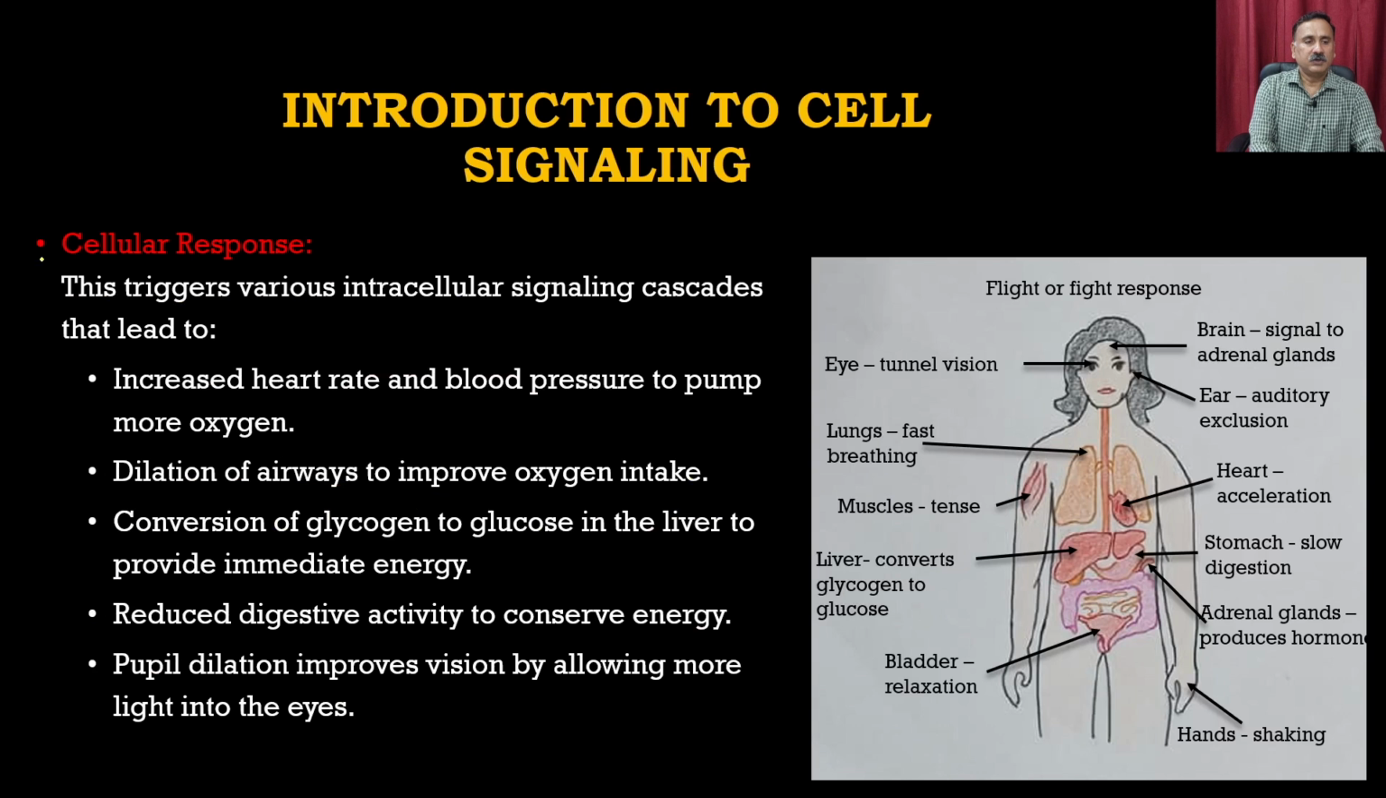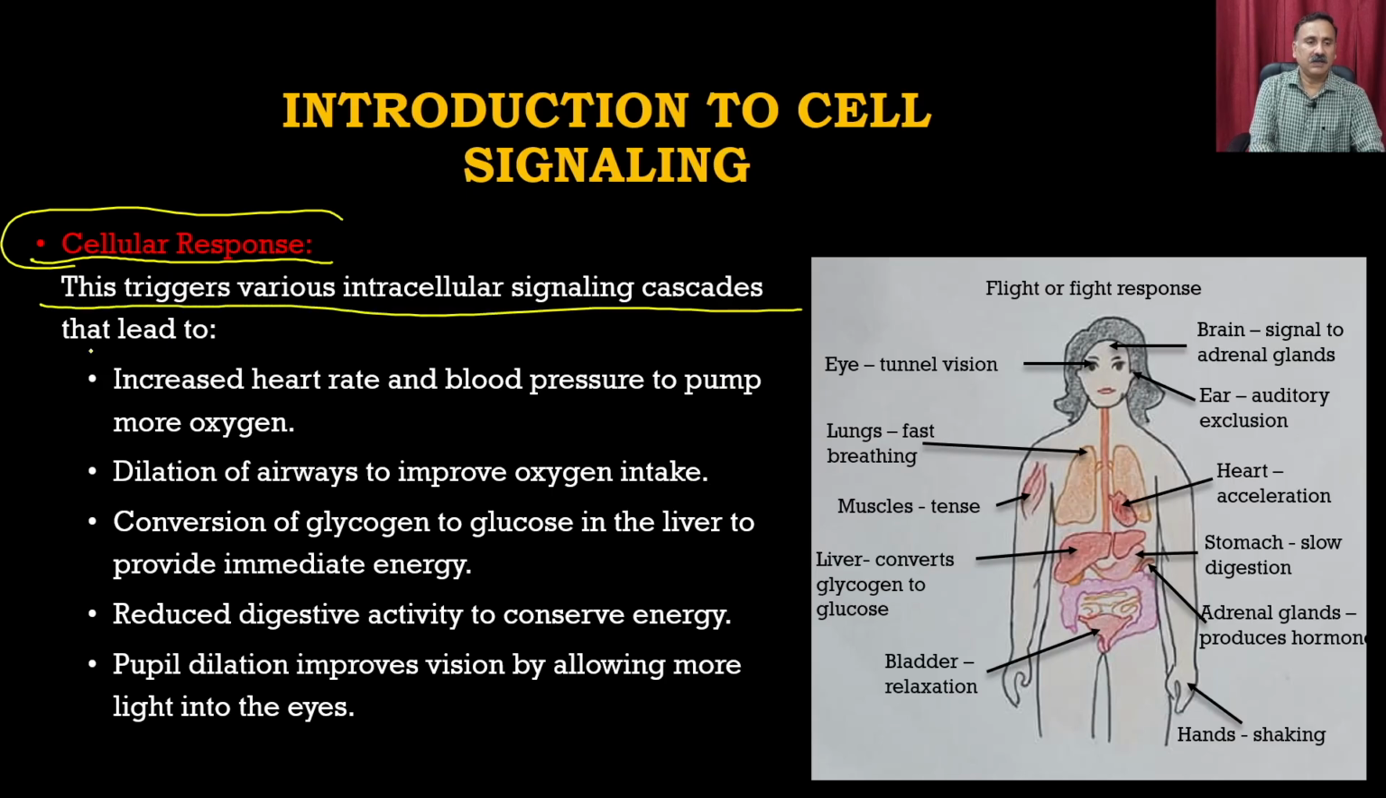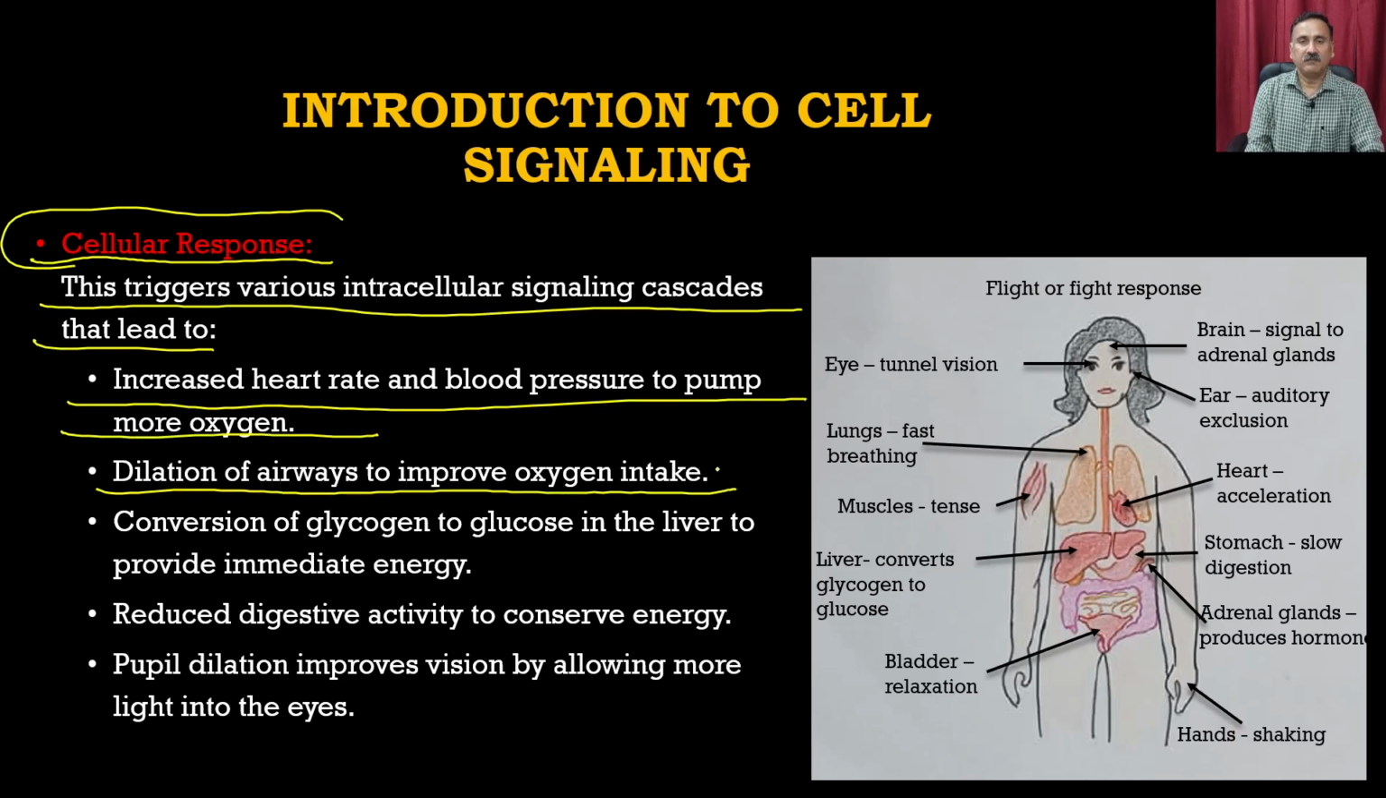And then you are going to have the third event, which is the cellular response. So if you see, cell signaling is a multi-step process. In the first step, you respond to the stress. In the second event, you ask the cellular system to respond. So this triggers various intracellular signaling cascades that lead to increased heart rate and blood pressure to pump more oxygen, and dilation of the airway to improve the oxygen intake, right?